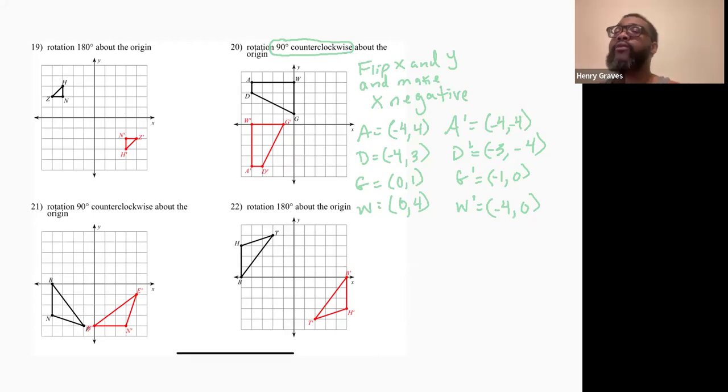Now, if it was 90 degrees clockwise, you would flip X and Y, but you would make the Y negative. Okay? And that is it for this video.